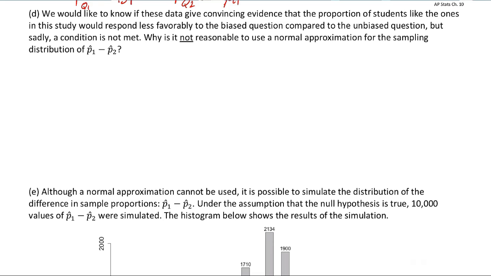Students will often ask when we check conditions, like what if a condition isn't met? And I've always said, well, the conditions will always be met if you're doing a 4-step process. In this example, this is the way the AP exam will get to the issue of what if a condition isn't met. So they're basically telling you, why is it not reasonable? Why is the condition not met? Specifically the normal condition. So I'd encourage you to pause the video and see if you can figure out, number 1, what's the condition that should be met, and number 2, why is it not met?